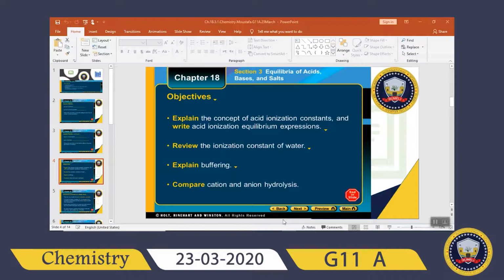So now our objectives in this section are to explain the concept of acid ionization constant and write acid ionization equilibrium expressions. Second, review the ionization constant of water. Third, explain the meaning of buffer or buffering. And finally, compare cation and anion hydrolysis.